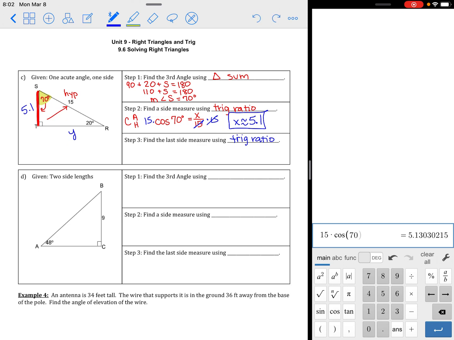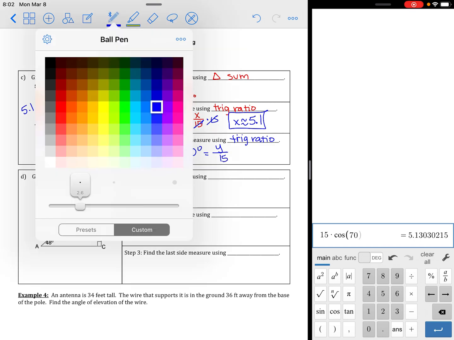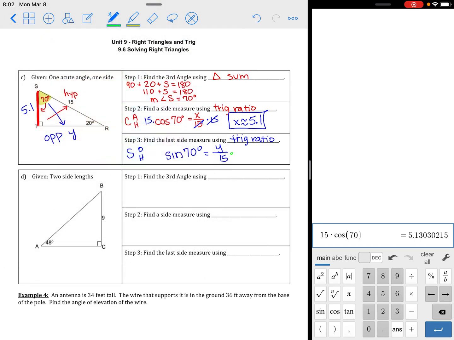Adjacent, or sorry, it's not adjacent, this is opposite. It's opposite of that angle. So I'm using the opposite and the hypotenuse, which is the sine ratio. For this one, I'm going to take the sine of that 70-degree angle, and this will equal the opposite, y, over the hypotenuse, 15. To solve this, again, the variable's being divided, so the opposite is multiplying. I'm going to multiply by 15. So 15 times the sine of 70 is going to be about 14.1.